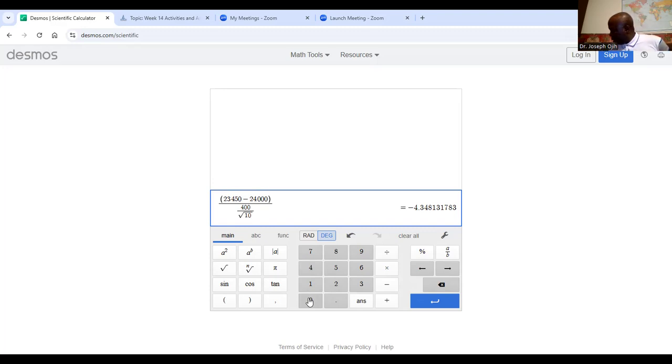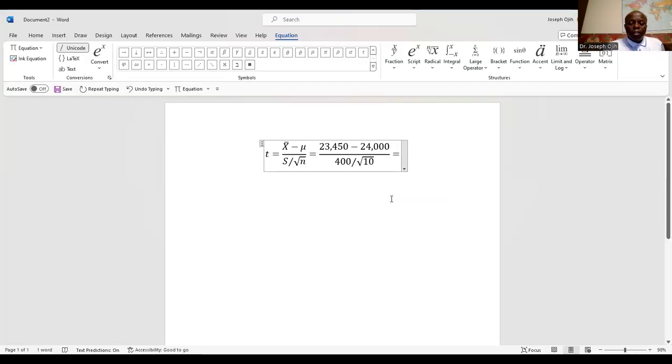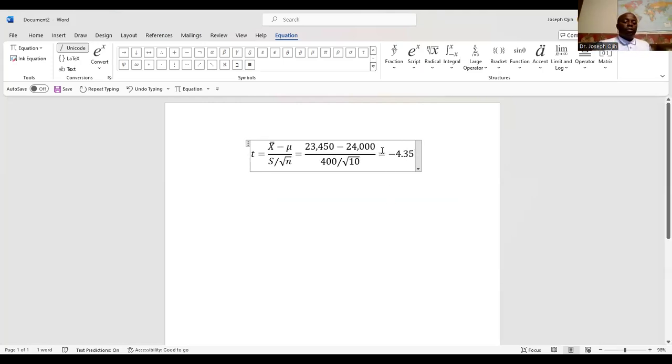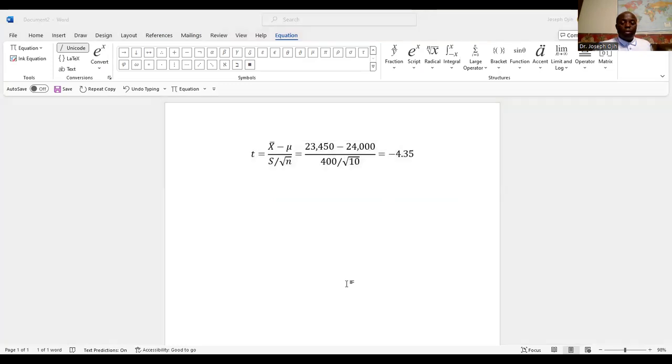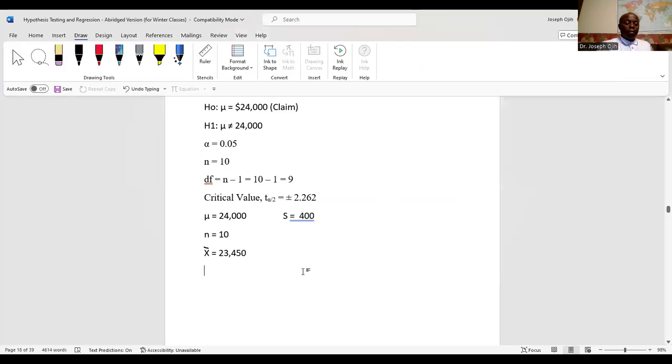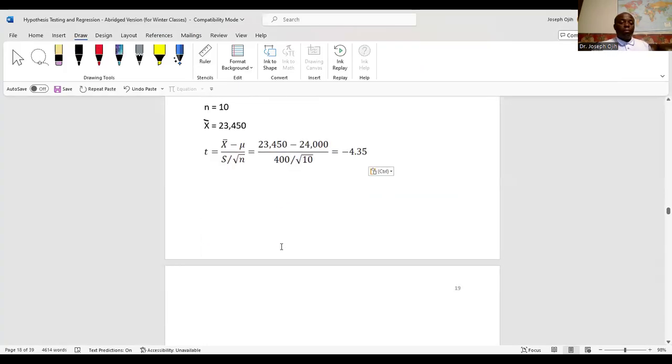Let me check something here. Yes, 4.35. So I'm going to put negative 4.35 over there. This is the test statistic, so I'm putting it in the main workbook, right here. Now we can make our decision.